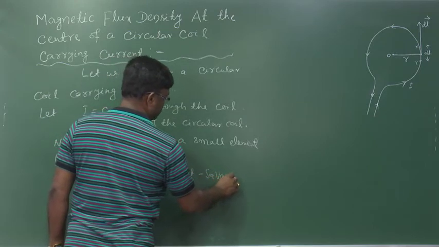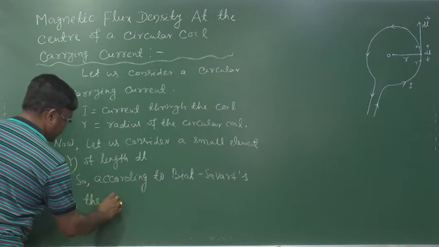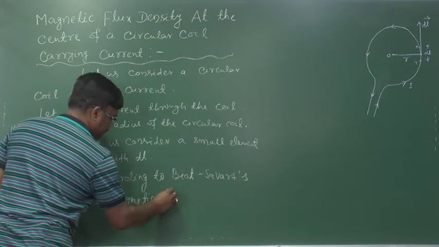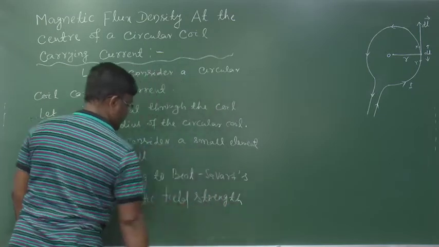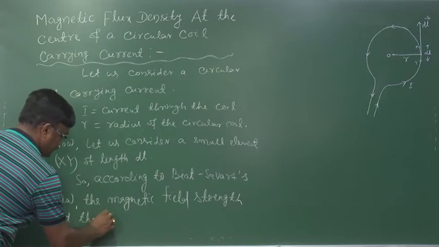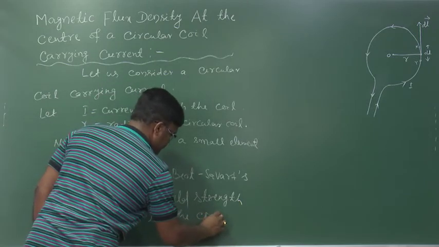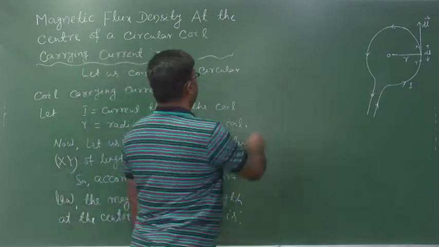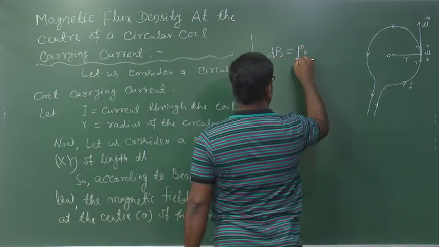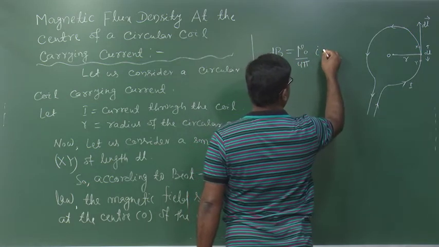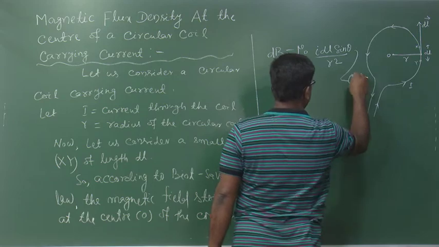So, according to Biot-Savart's law, the magnetic field strength at the center of the coil is dB equal to mu 0 by 4 pi I dl sin theta by r square. Let this be equation 1.